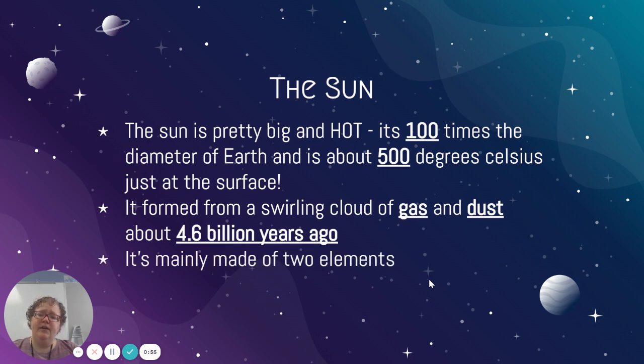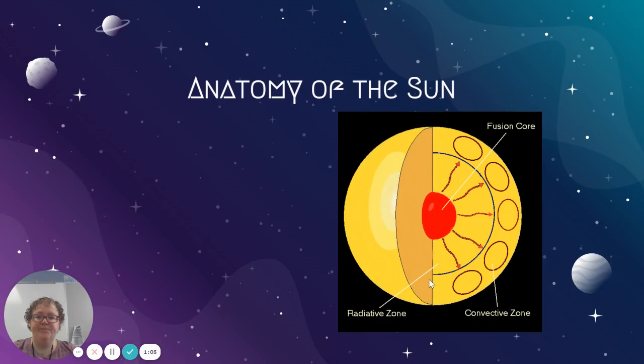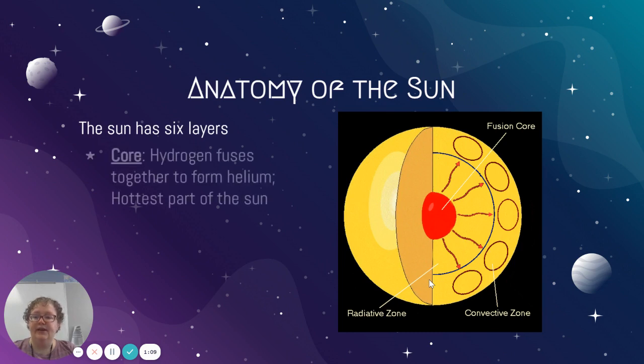The sun is mostly made of two elements. Most of it is hydrogen, about 91.2% hydrogen, and then 8.7% helium. So the anatomy of the sun, there are 6 different layers.